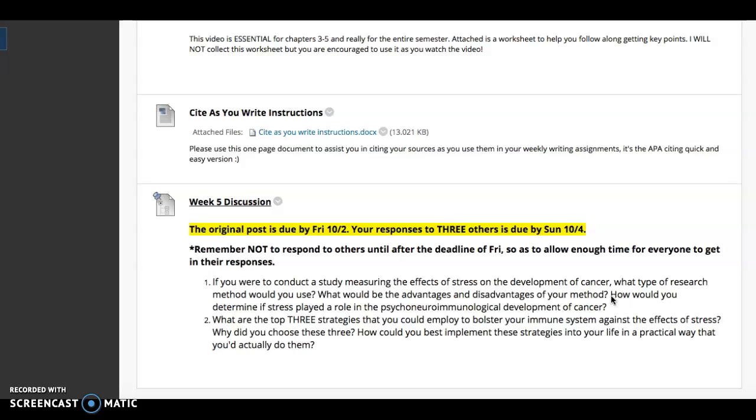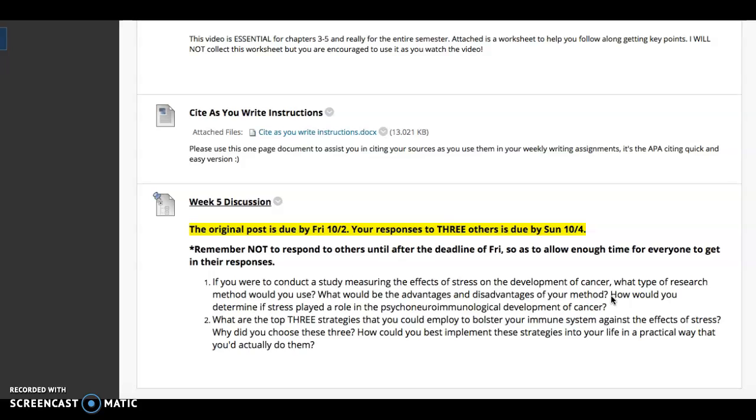And then for the second one, here's where we're going to get some individual differences too, which will be interesting to see this week: what are the top 3 strategies that you could employ in your own life to bolster your immune system against the effects of stress? Okay, what things could you do that would help your immune system, particularly in times of stress? And why did you choose these 3? Because there's many, many, many strategies.